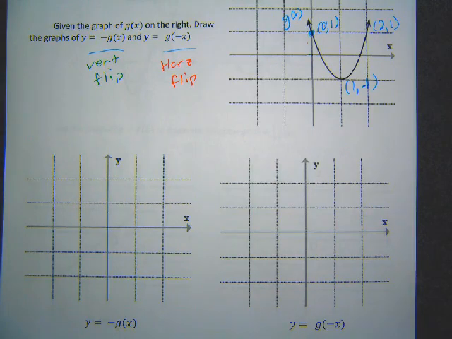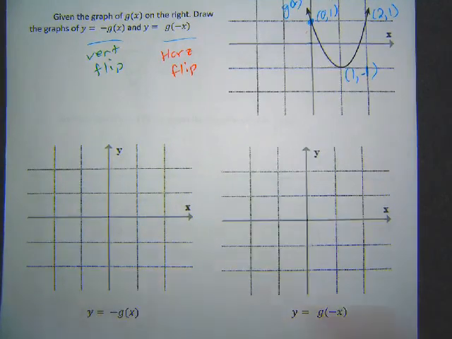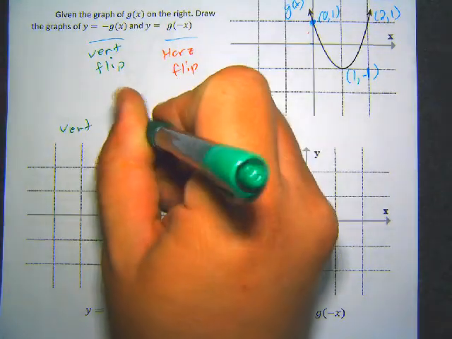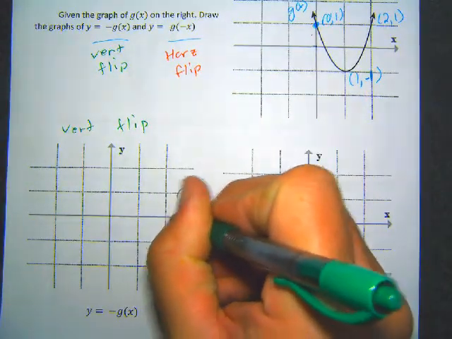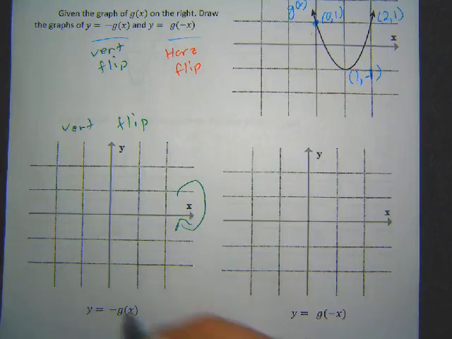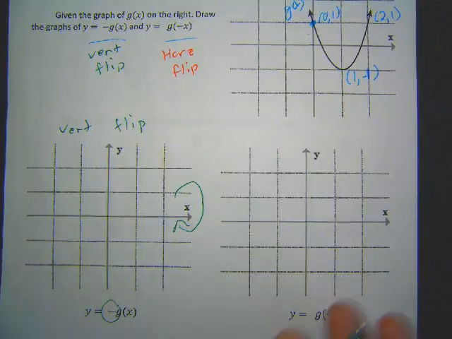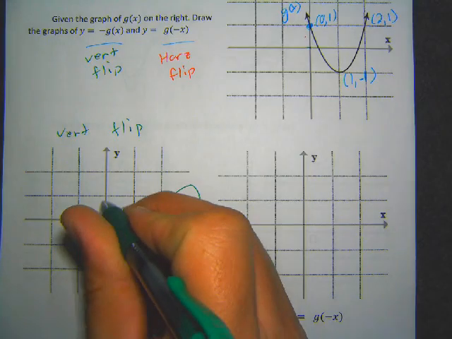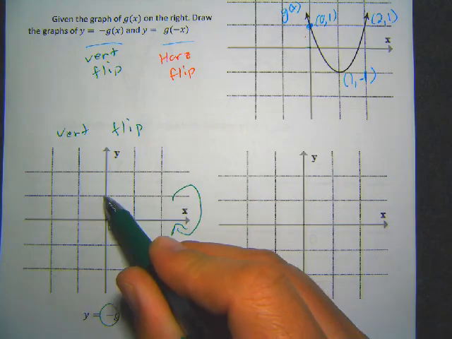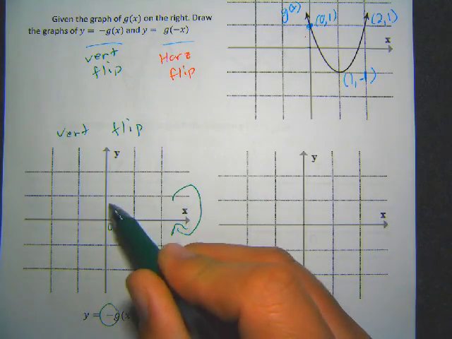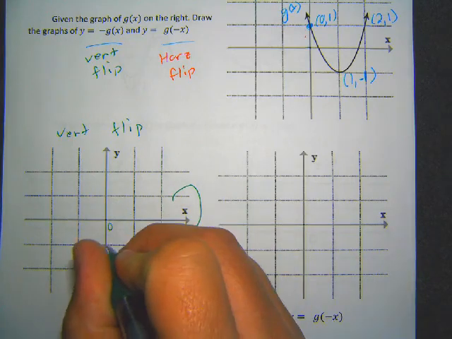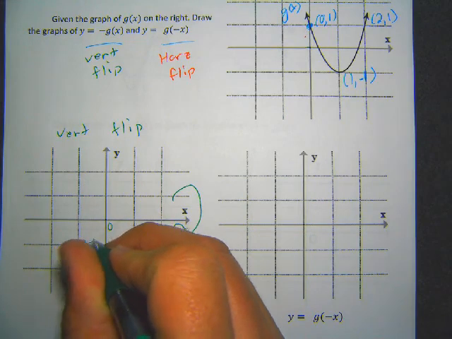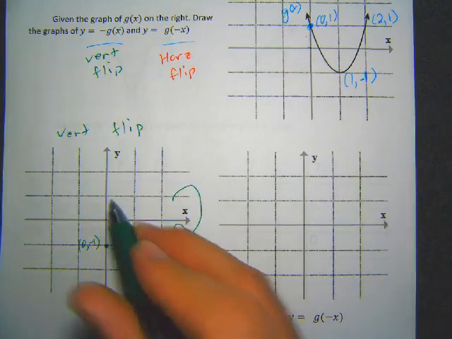Okay, so first off, I want to do a negative on the outside, which is my vertical flip. This means I'm flipping over the x-axis. I'm flipping up and down. That's because of the negative on the outside. So a point like 0, 1, instead of being 1 up, is going to be 1 down. It's going to be the point 0, negative 1, because it's going to be down instead of up.